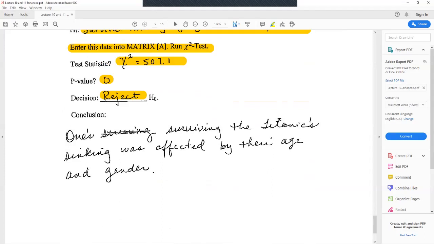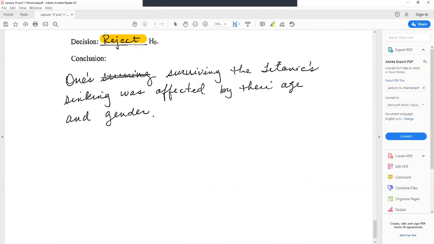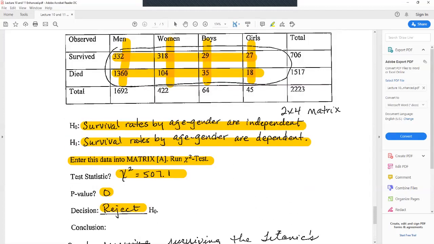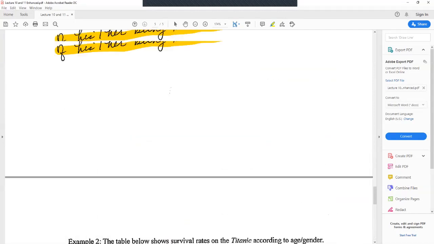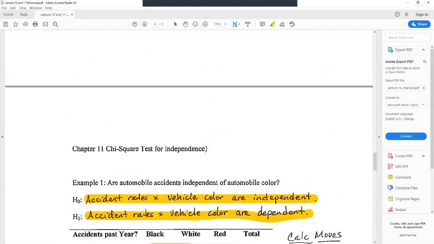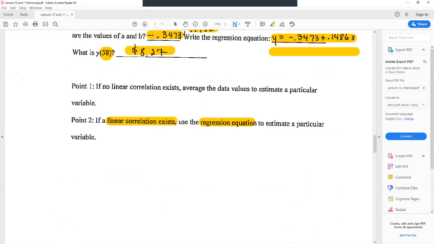If we were to examine a little bit closer, we would find out that women and children did have a higher survival rate than adult men. But to figure that out, you have to run a special test, which is beyond the scope of this lesson. So hopefully these examples helped you to get a better understanding of linear regression and the chi-square test for independence.